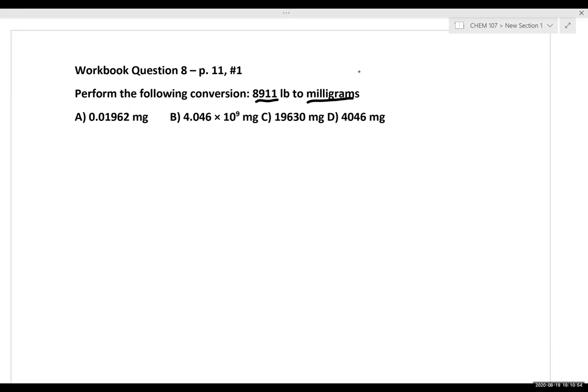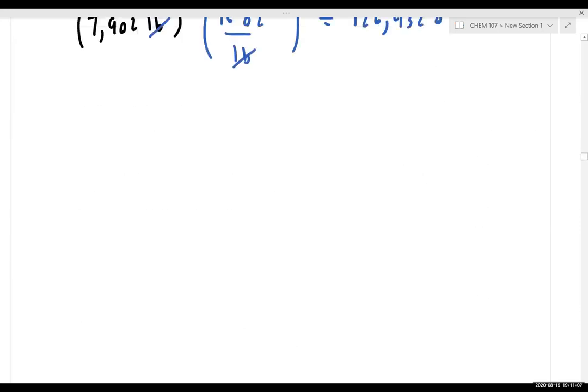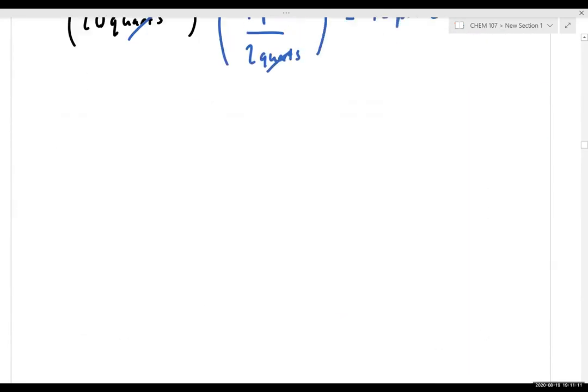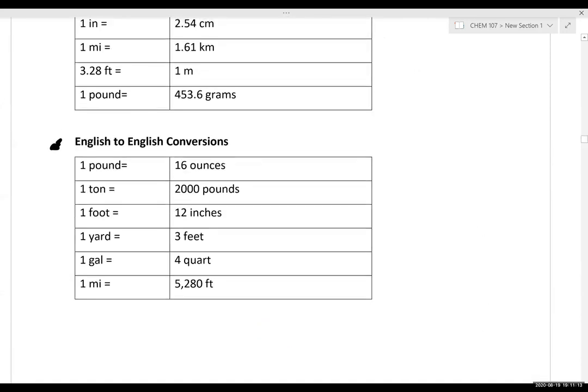So let's spend about 3 to 4 minutes working on this example, and in order to go from pounds to milligrams, we're going to need some conversions from our table, which, just as a reminder, is on page 17 of your notes.